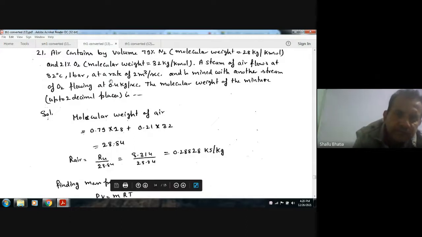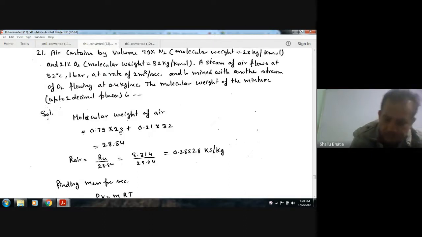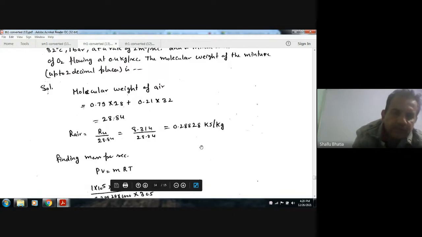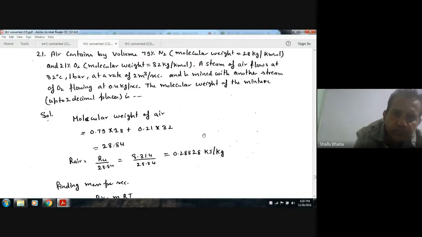Now, the air contains 79% of N2 and 21% of O2. So we can calculate the molecular weight of air by multiplying 0.79 with 28 and 0.21 with 32. So it is 28.84, the molecular weight of air. So R air is Ru divided by this molecular weight, where Ru is 8.314. So R air is 0.288. The molecular weight of the mixture is what you have to find out.